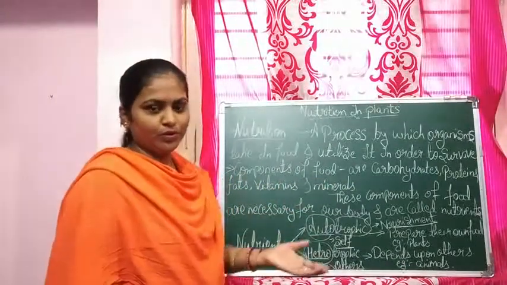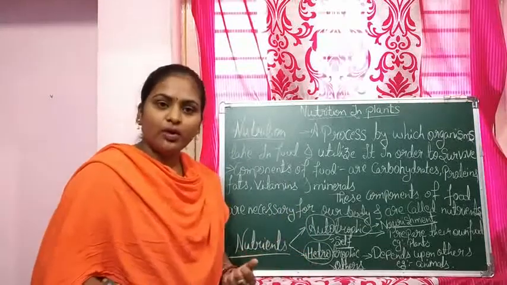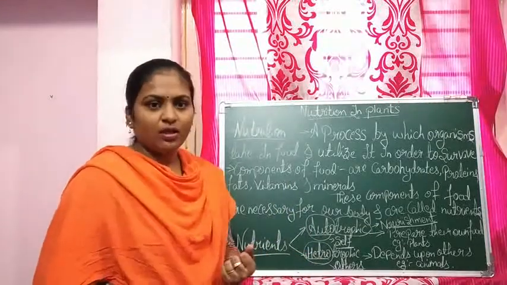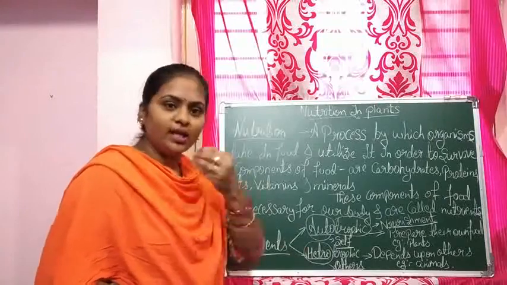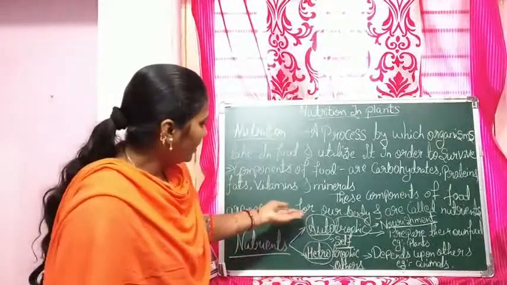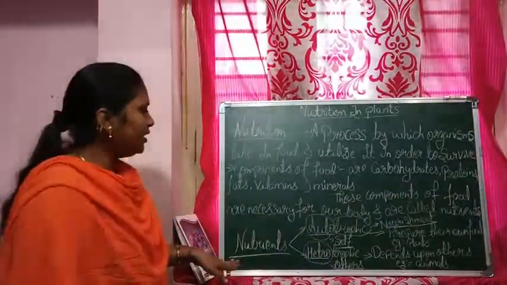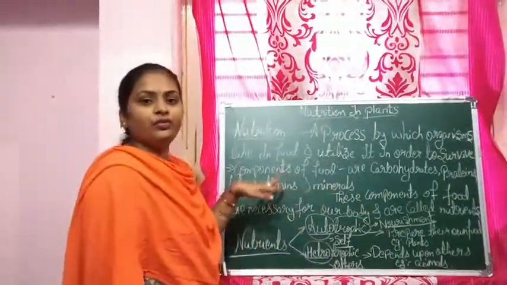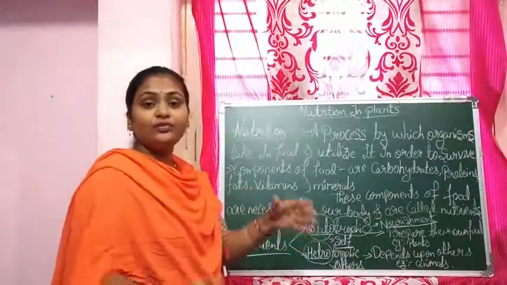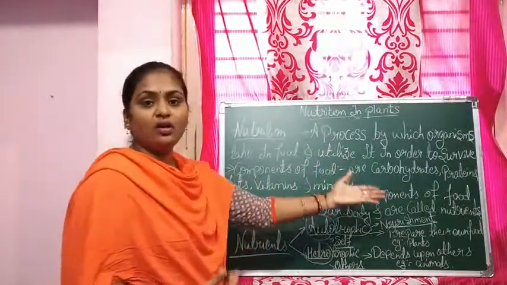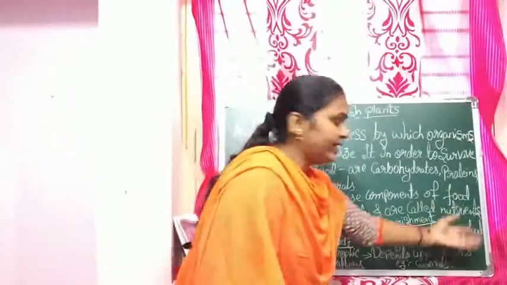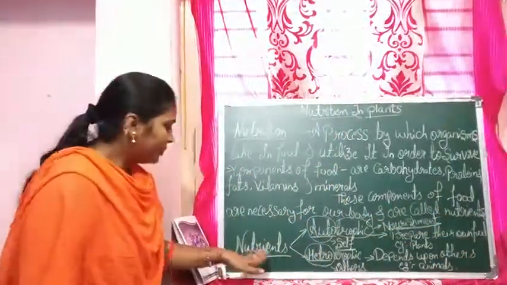Just now I told you students that for our body, we want energy. How will we get the energy? By taking the food. So, the components of food which are necessary for our body are called nutrients. Now, we will go through the nutrients.